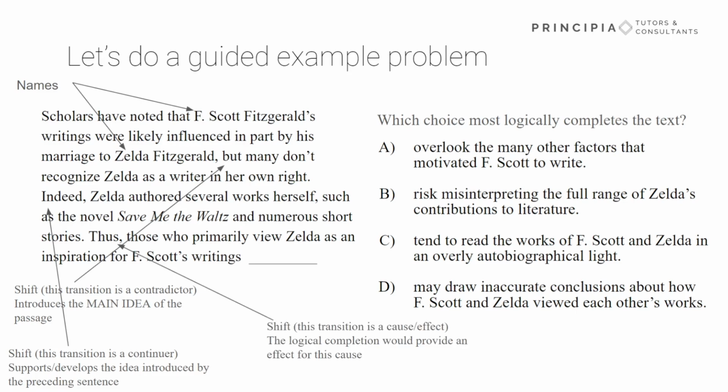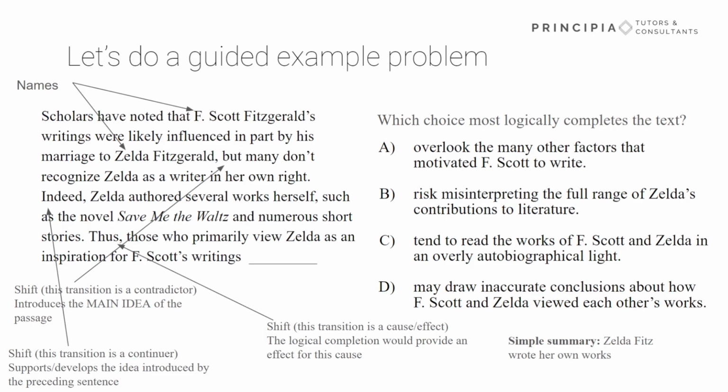Then we see thus. That's a cause-effect transition word. So viewing Zelda as just inspiration for F. Scott's writings is the cause of some effect. And seeing as that's where the blank is, that's going to be how we want to fill in the blank logically. And so last things, we want a simple summary of the main idea in the passage.